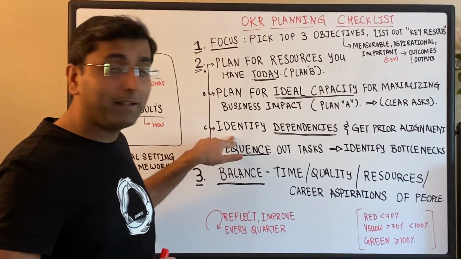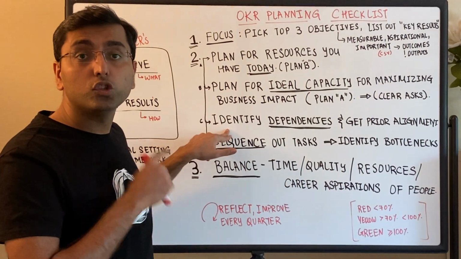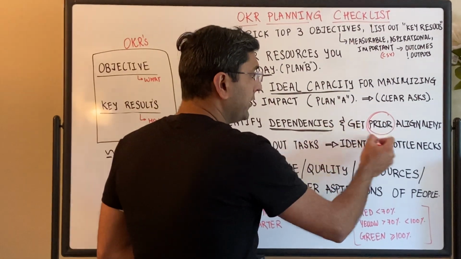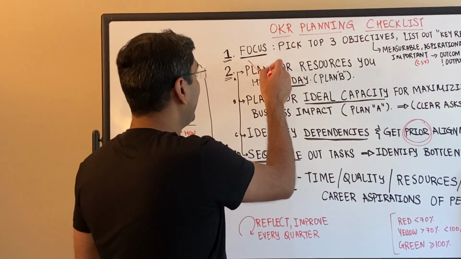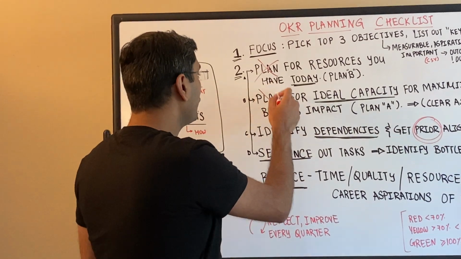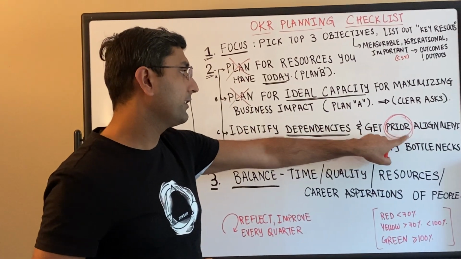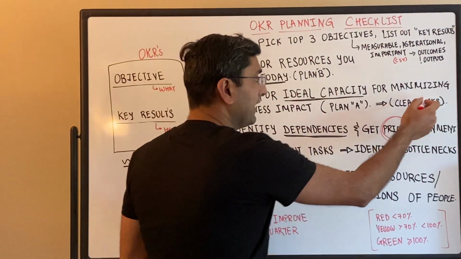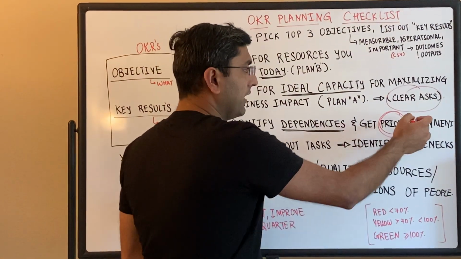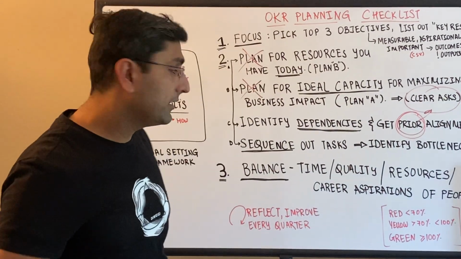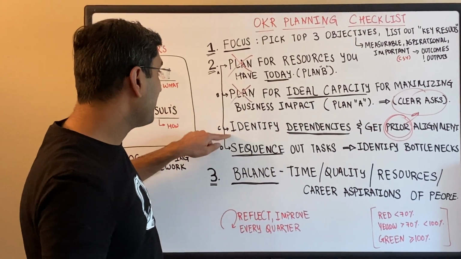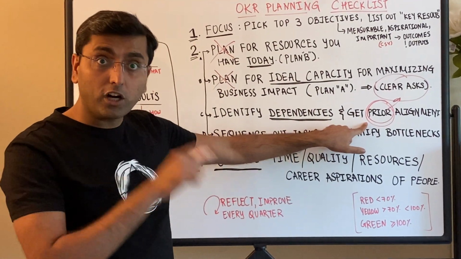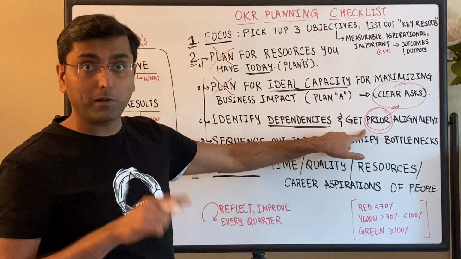So identifying dependencies and getting those prior alignment is very important. If you don't get prior alignment with all of your dependencies, your plan is invalid. The entire plan is useless if your prior alignment doesn't exist with your dependencies. Some of these dependencies could also be in your clear asks, saying, hey, for my plan to work, these are my asks for my partner teams and dependencies. So that's the third part. Clear dependencies identified, clear alignment, either sought prior or asked as part of the plan.